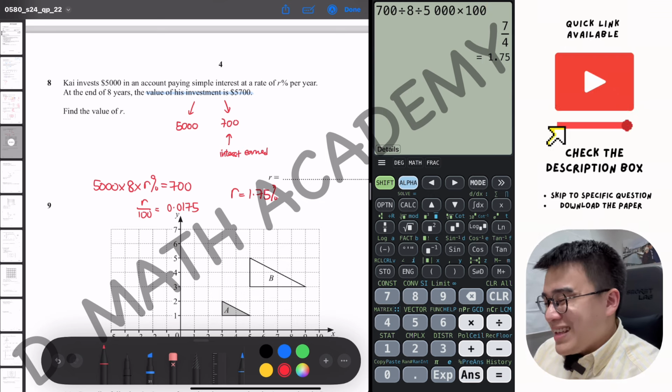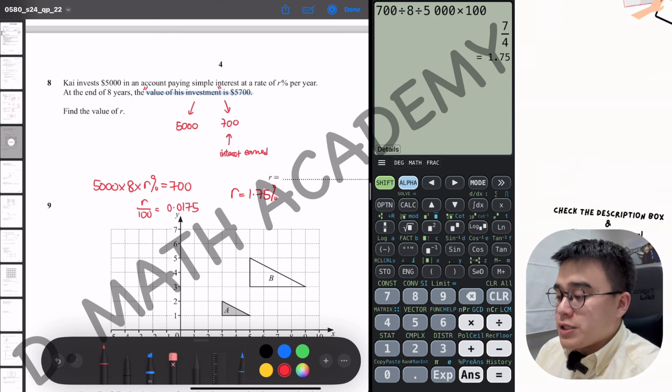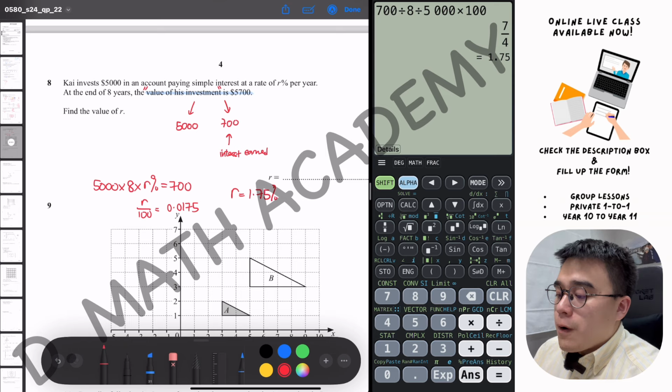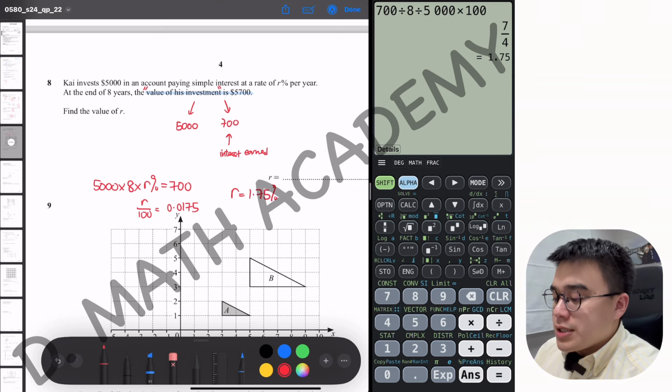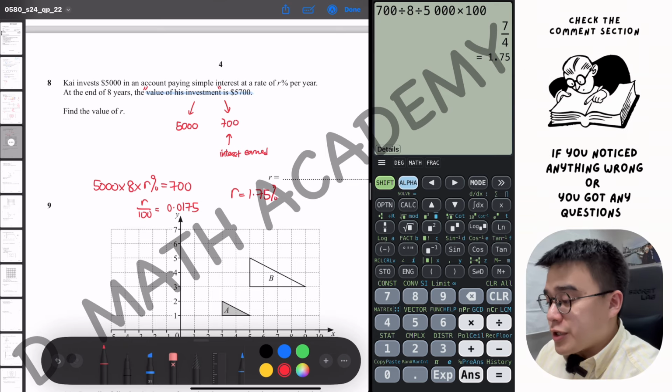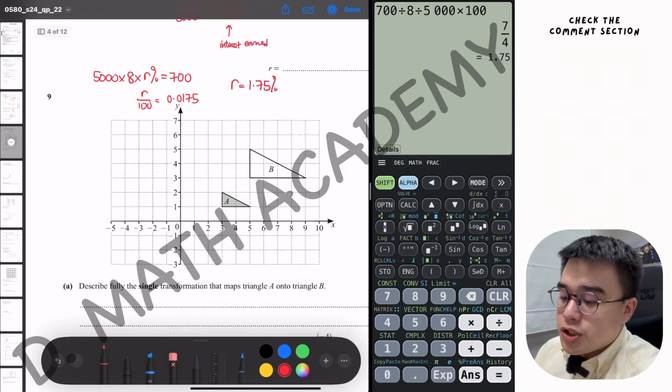Slightly tricky, but if you're very proficient in the percentage chapter or interest specifically, then this question should be quite straightforward and generic.